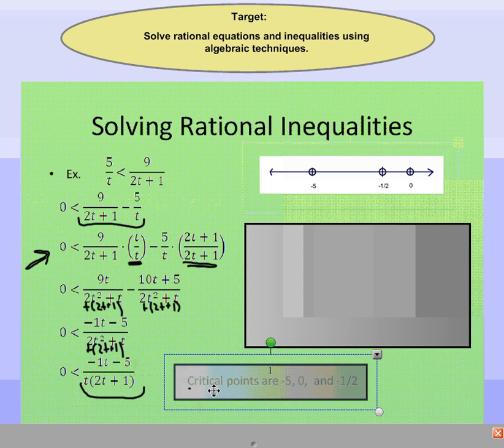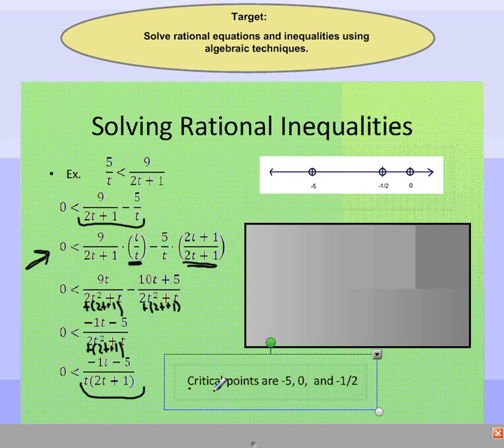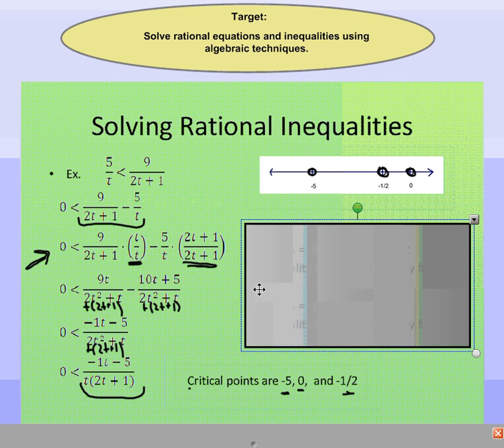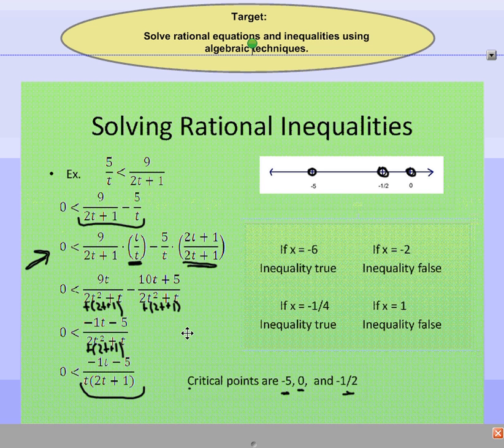Okay. So the critical points, the values that make the numerator 0, is negative 5. The values that make the denominator 0 are 0 and negative 1/2. These are 3 critical points onto our number line. Now the numerator 0 follows the inequality symbol, so the numerator 0 will have an open circle because of the inequality symbol. And again, the denominator zeros are automatically open circles because they are not a part of your solution at all. Okay. Now we have 4 regions to test. 1, 2, 3, 4.